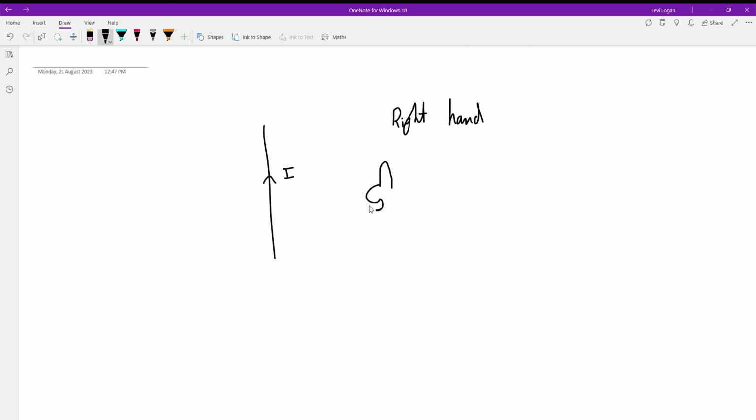So for example, I'm going to try and draw a hand as best as I can. This is terrible. But all you've got to do is stick your thumb in the direction of the current. It has to be conventional current, they have to specify this, and wrap your fingers around it. Your fingers will show you the direction of the magnetic field. Okay, so that will show you a direction.